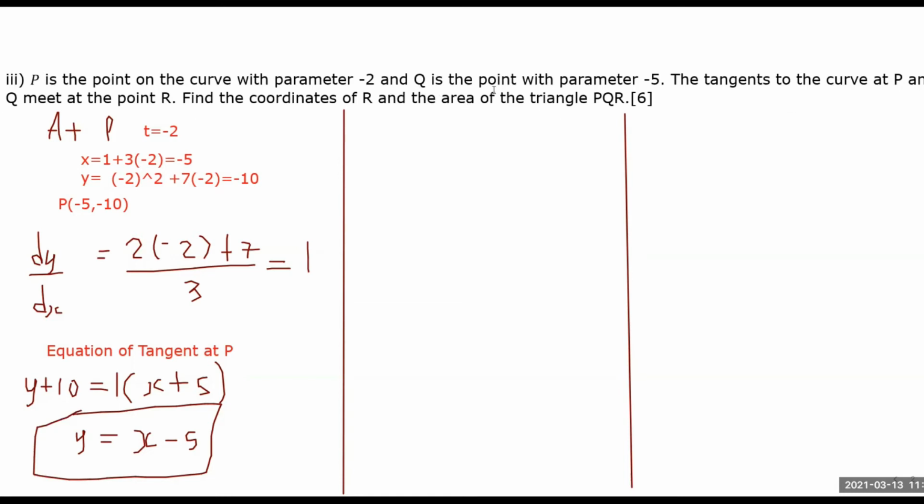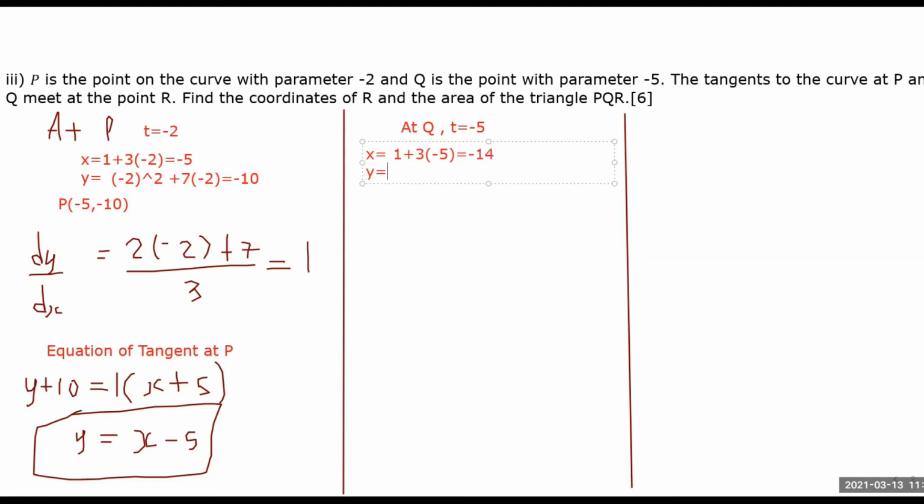What do we know about Q? At Q, the parameter t is -5. So at Q, t is equal to -5. All right, now look at this. X is equal to 1 plus 3 times... oh, my apologies, t is -5. So it's 1 plus 3 times -5. 1 plus 3 times -5 is -14.